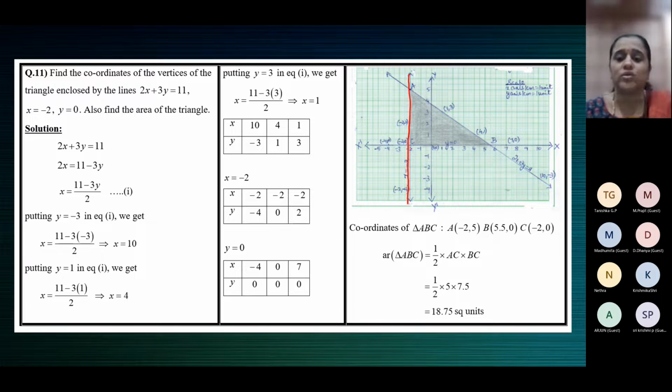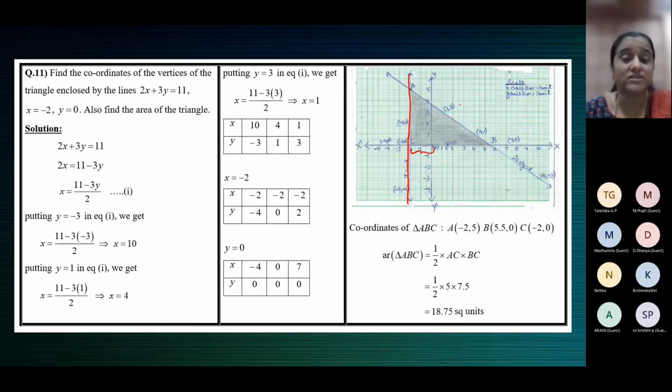So theoretically, we know x is equal to minus 2 will be a line parallel to the y-axis at a distance of 2 units. See here, 2 units distance. At a distance of 2 units to the left of the y-axis. You can see it there.